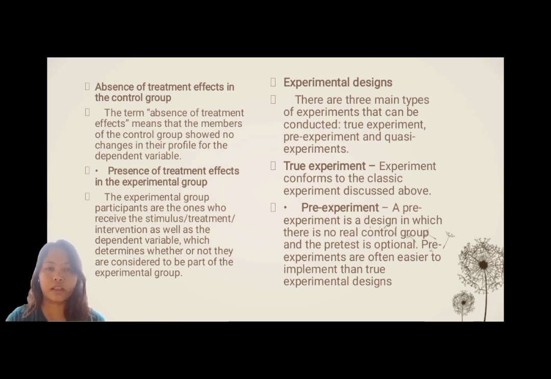Pre-experiment. A pre-experiment is a design in which there is no real control group and the pre-test is optional. Pre-experiments are often easier to implement than true experiment designs. However, they provide little evidence of causality because they do not involve two or more groups. An example would be a teacher using a different instructional method in their class.